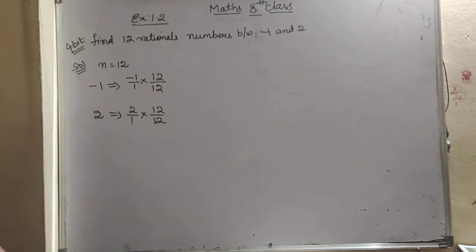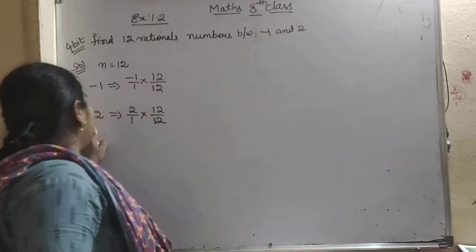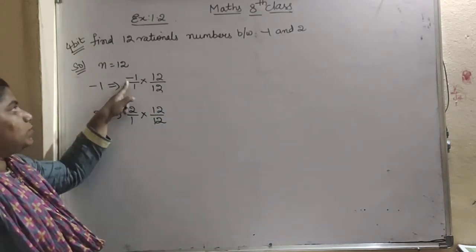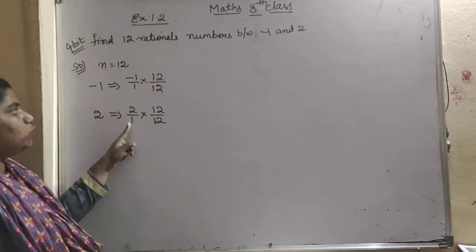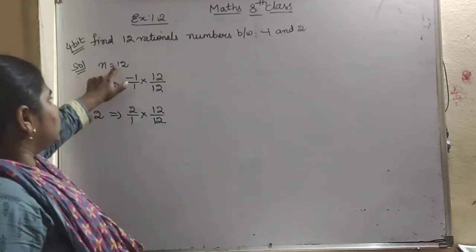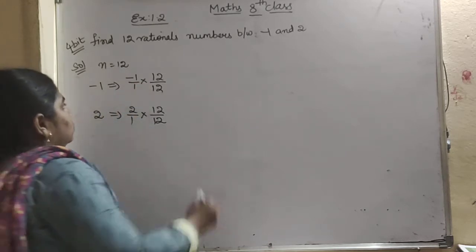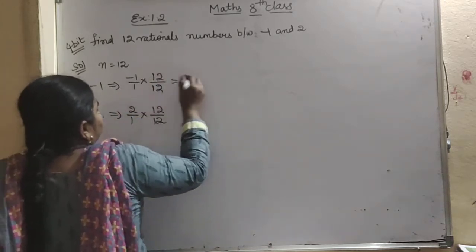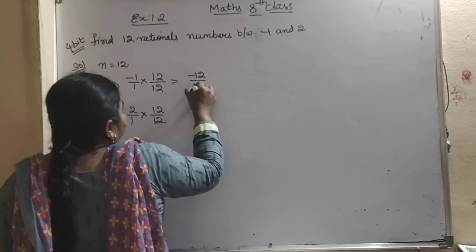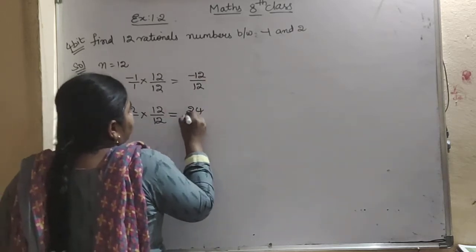Okay, so we are multiplying this 12 on numerator and denominator. Minus 1 I wrote here, 2 I wrote here. So this minus 1 can be written as minus 1 by 1, 2 can be written as 2 by 1. So how many rational numbers we want? 12 rational numbers. So this 12 I am multiplying in numerator and denominator. Okay. So now multiply. Minus 1 into 12 will be minus 12 by 12. And 2 into 12 will be 24 by 12.